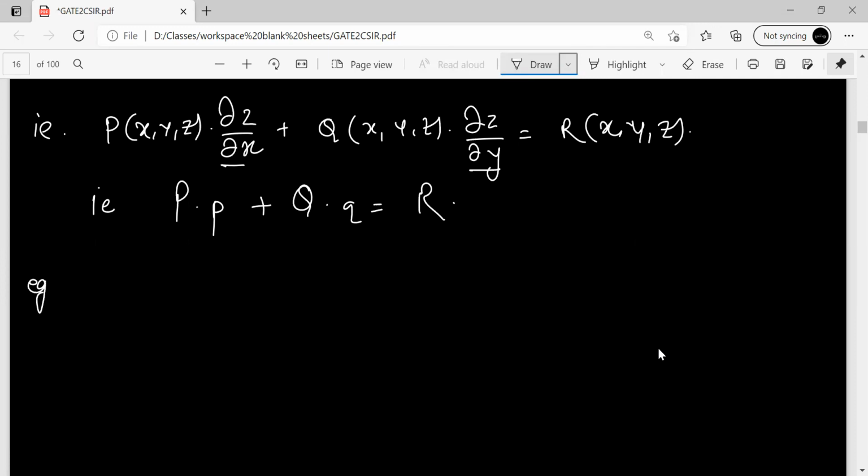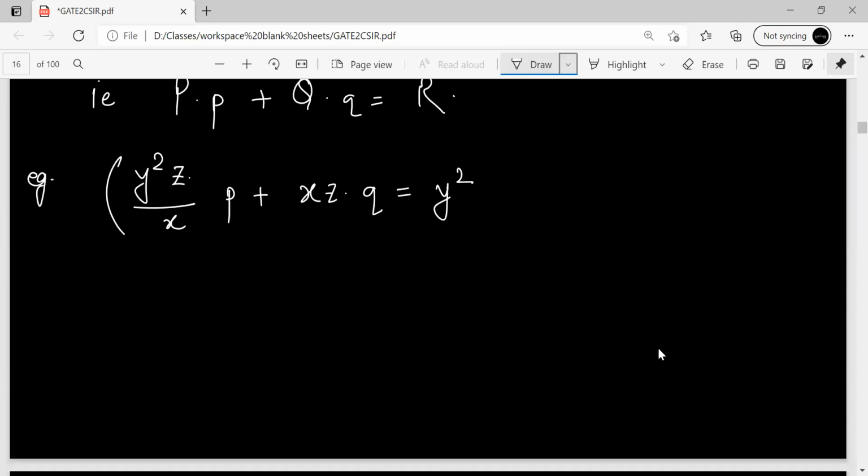So we'll take our first example in our consideration to proceed with the problem. Let me write it down. It will be, say, y square z over x times p plus x z times q equals y square. This is my PDE. I just have to identify that this is my P of x, y, z, and then this is my Q, and the term on the RHS is my R.